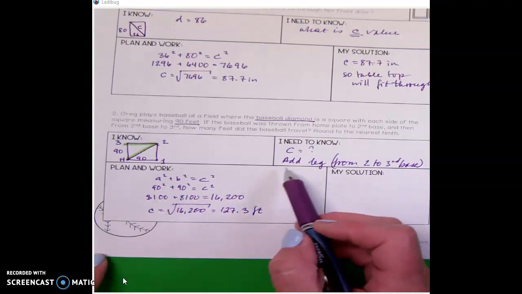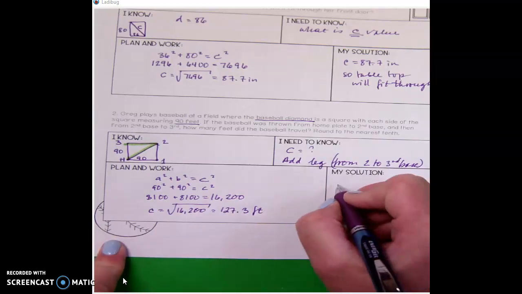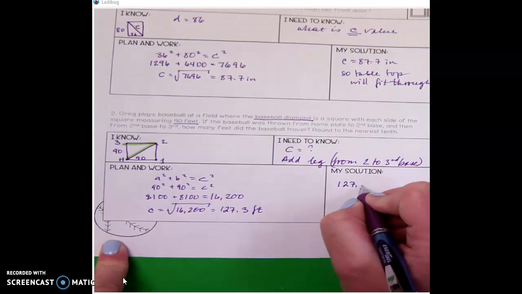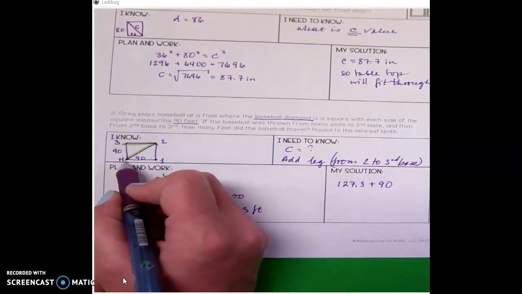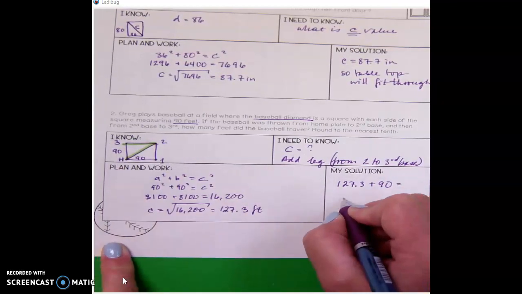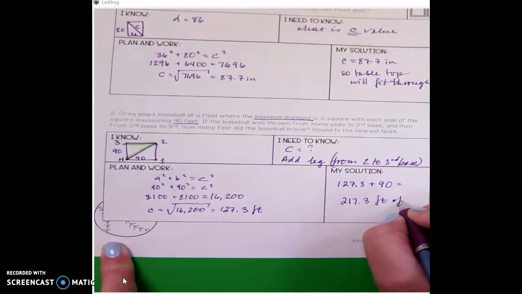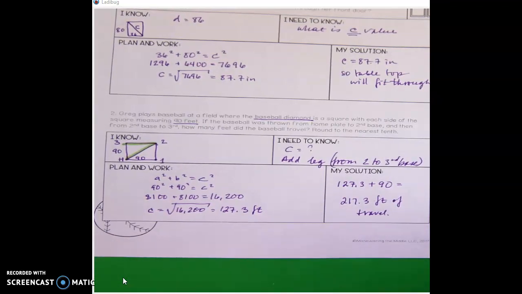But in order to truly answer this question, how far the baseball has been traveling, we have to add the hypotenuse plus the leg value. So we know it's 90 by 90 by 90. That's going to give us a total of 217.3 feet of travel. Very, very good question.